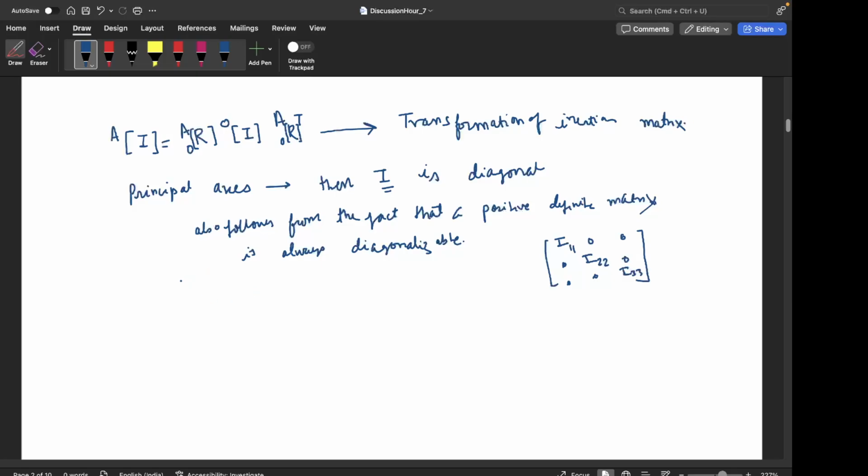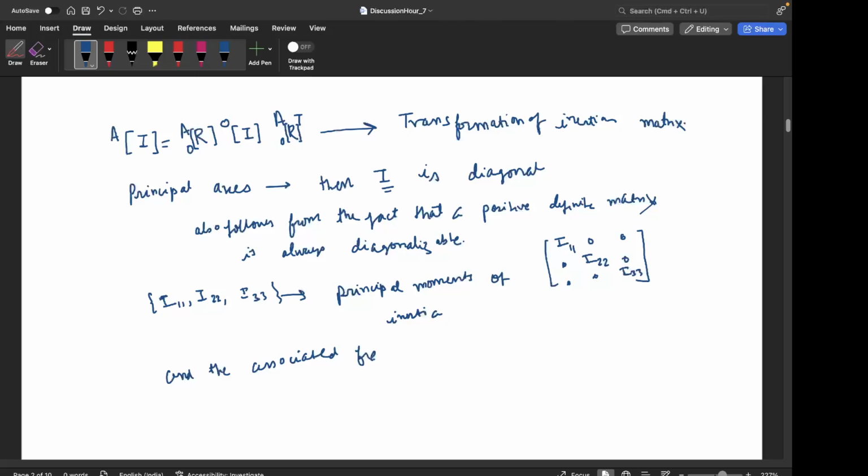And these values, I11, I22, I33, are called the principal moments of inertia, and the associated coordinate frame, the frame in which the inertia matrix comes out to be diagonal, is called the principal axis.